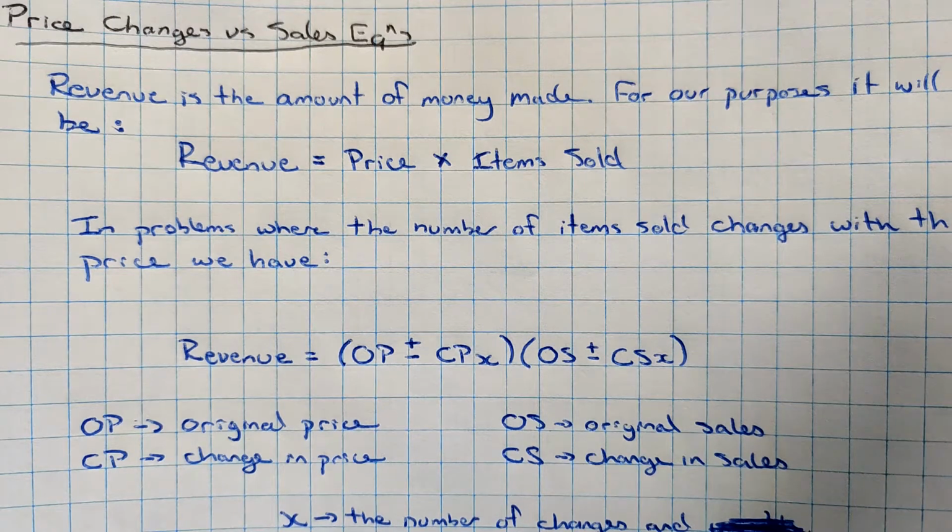In our cases that we're going to be working with, revenue will be the price of the item times the number of items sold. So if I was selling ice cream for $2 a cone and I sold 10 cones, $2 times 10, my revenue would be $20.